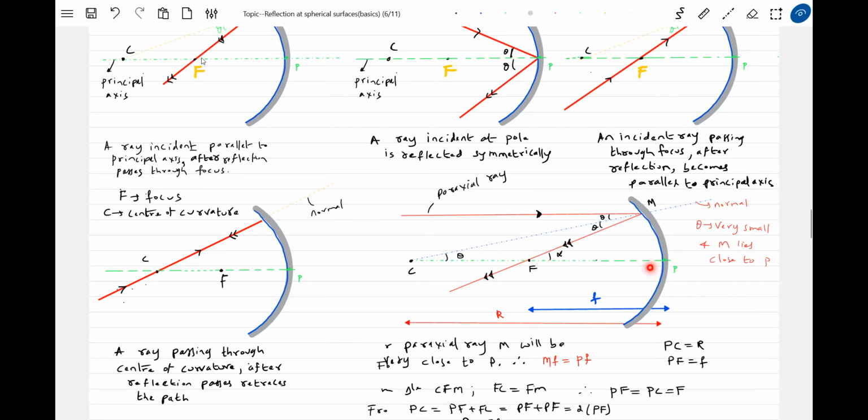Then look at this triangle. Will this be an isosceles triangle? Yes, it is. What is the reason for that? There's a normal, so this angle of incidence should be equal to the angle of reflection. Even this angle should be theta because this ray and this principal axis are parallel. So therefore, this angle should be theta.